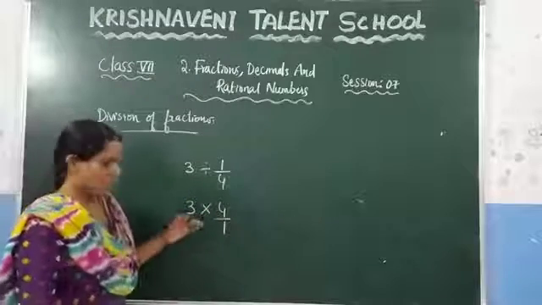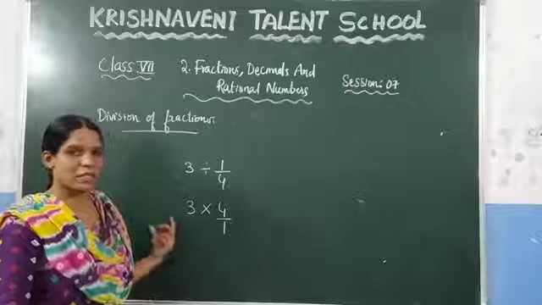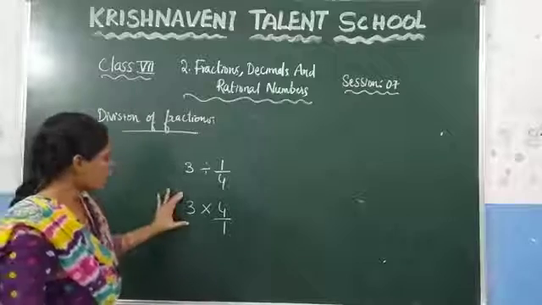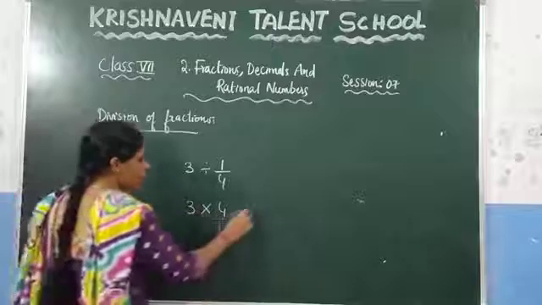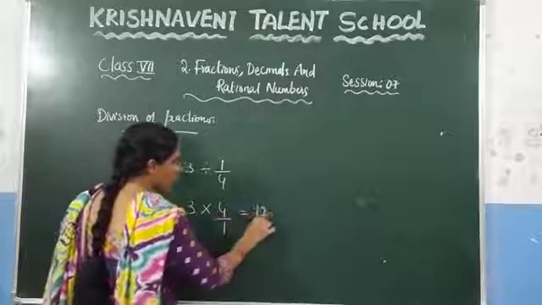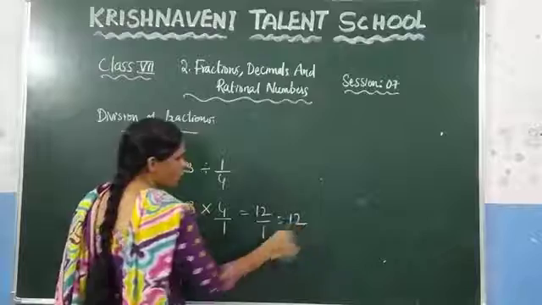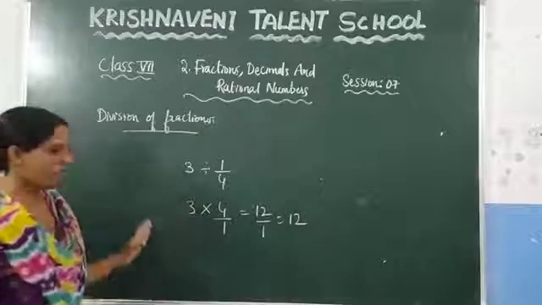Now we change it. We already discussed in the earlier sessions how to multiply a whole number and a fraction. Just you need to multiply the numerators. What do you get? 4 divided by 1, which is 12. Like that you need to find.